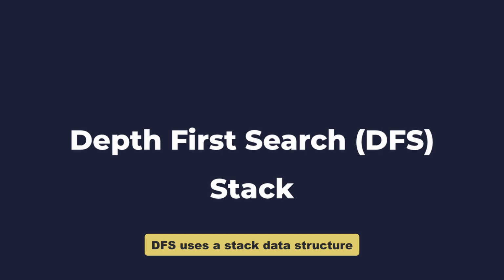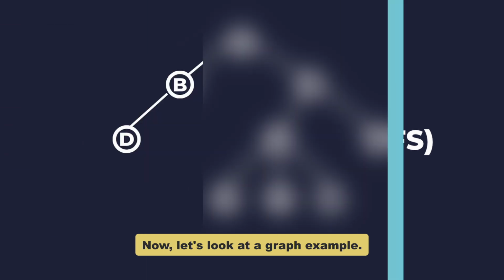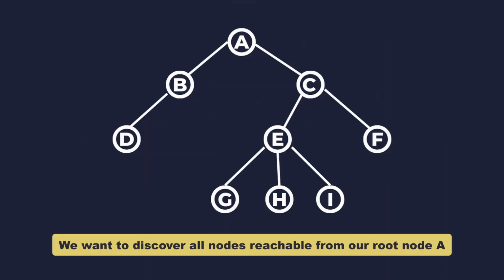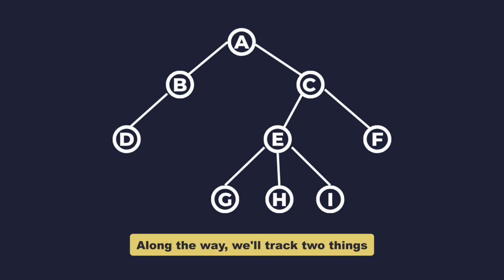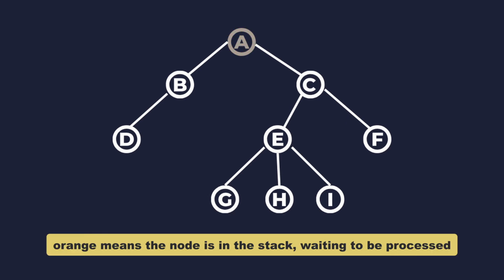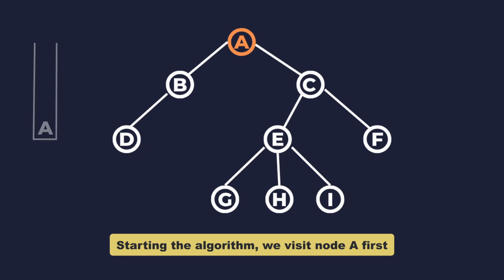DFS uses a stack data structure. Now let's look at a graph example. We want to discover all nodes reachable from our root node A. Along the way, we'll track two things. Light blue means the node has been visited, and orange means the node is in the stack, waiting to be processed. Starting the algorithm, we visit node A first.